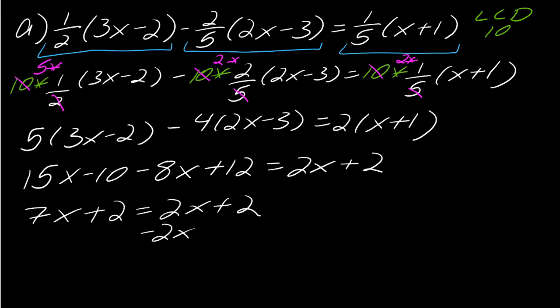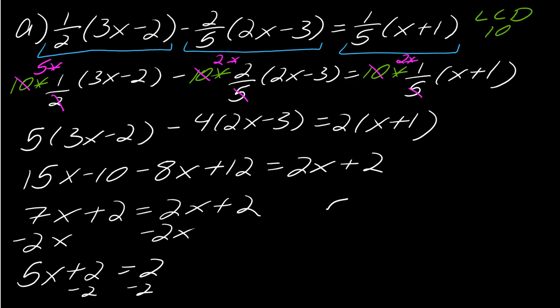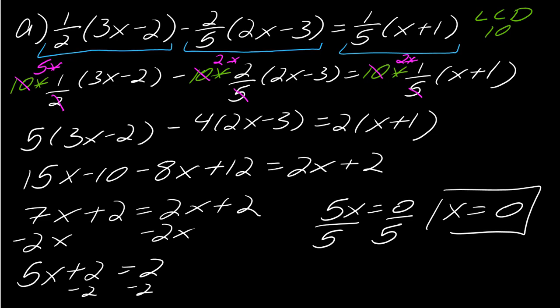Then I like to bring the x's over first, so I'll subtract off the 2x. So this becomes 5x plus 2 equals 2. Then I can subtract off the 2's, so I get 5x equals 0. And then divide both sides by 5 to get x equals 0 as my answer.